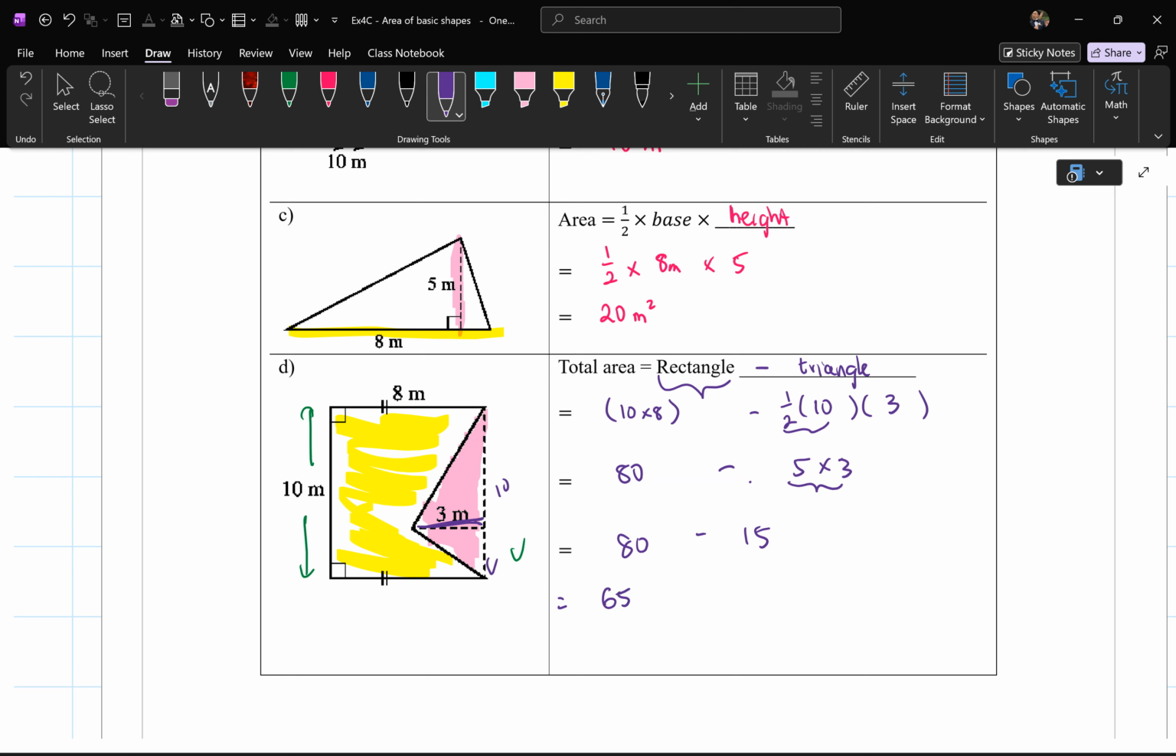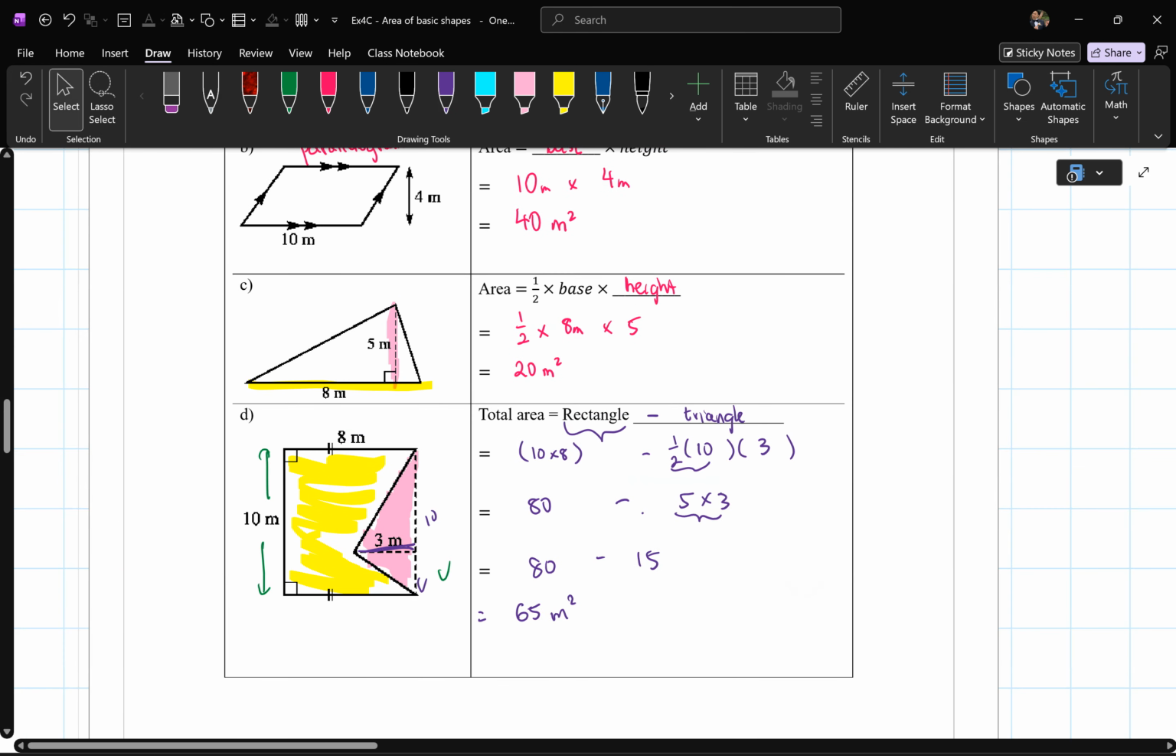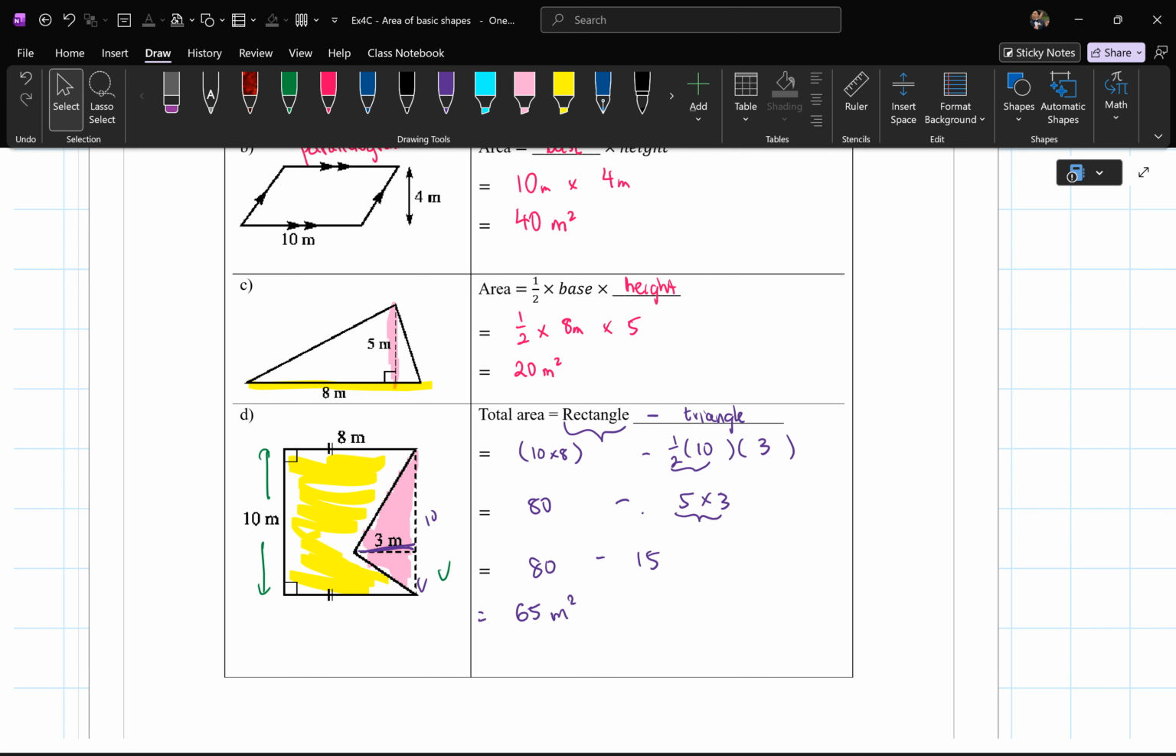65. Don't leave your answer as 65. It should be 65 squared meters. Very good. So far, so good? That's 4C. Pretty easy. Yeah, so I only taught you some of the formulas for the basic shapes and then some unit conversions. I try to give you a bit more understanding of unit conversions.